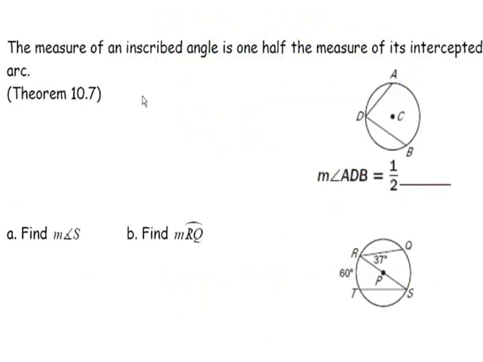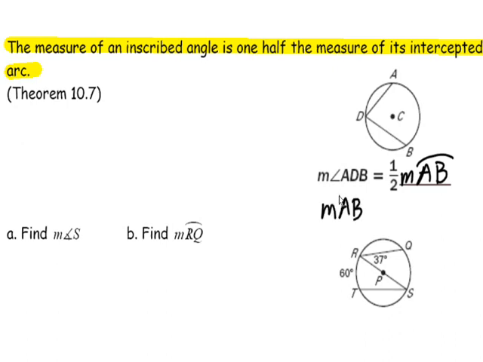So one of the major goals of this unit is figuring out what measure angles have. And this theorem right here is one of the critical ones. It states that the measure of an inscribed angle is 1/2 the measure of the intercepted arc. So the measure of angle ADB here, the measure of angle D, is going to be 1/2 of the measure of arc AB. Which means that vice versa, the measure of arc AB is going to be 2 times the measure of the inscribed angle. Okay, so either one of those is true.